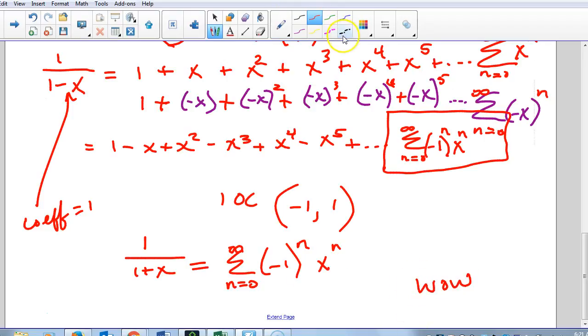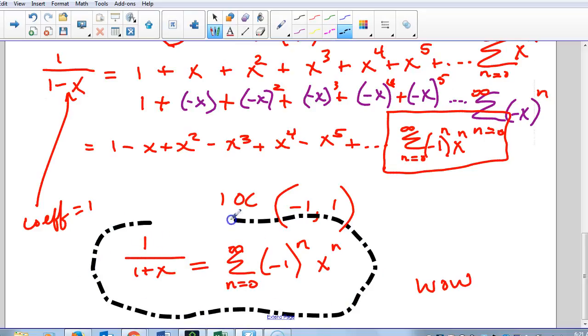Okay, that is way cool. Who knew that you could write a function as an infinite series? Wow. Okay, let's check out the next one.